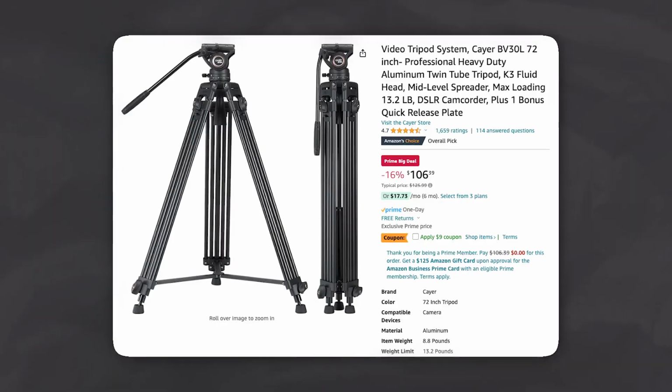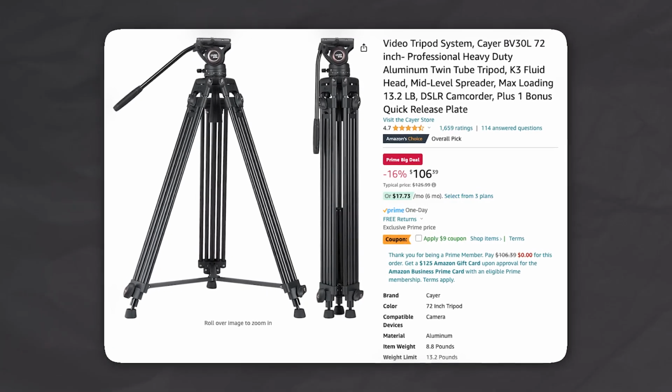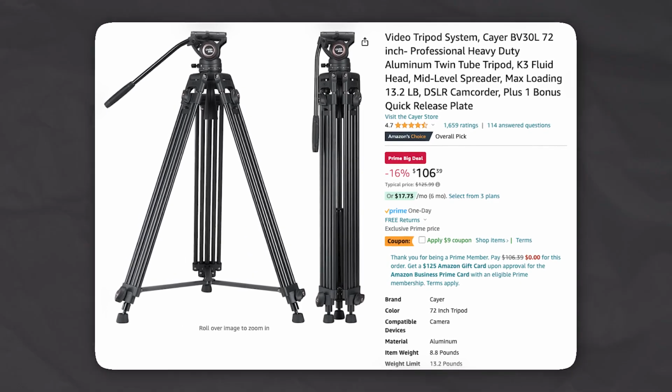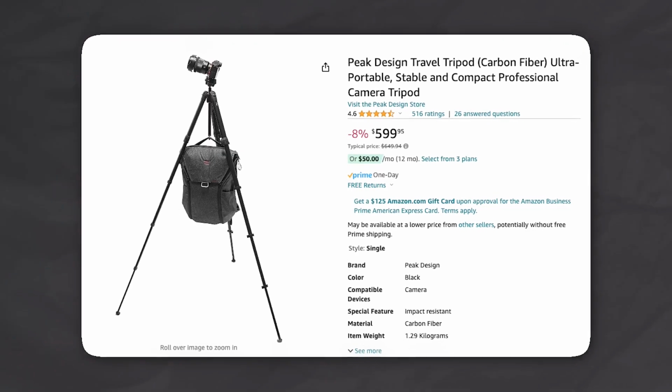And then last but not least, we have our tripod, which fun for us is basically the same recommendations as before. I think the Kaer BV30L is an amazing tripod. It's literally what I still use to this day. The only other addition I would make to this section is another tripod that I'm using right now, which is the Peak Design carbon fiber tripod.